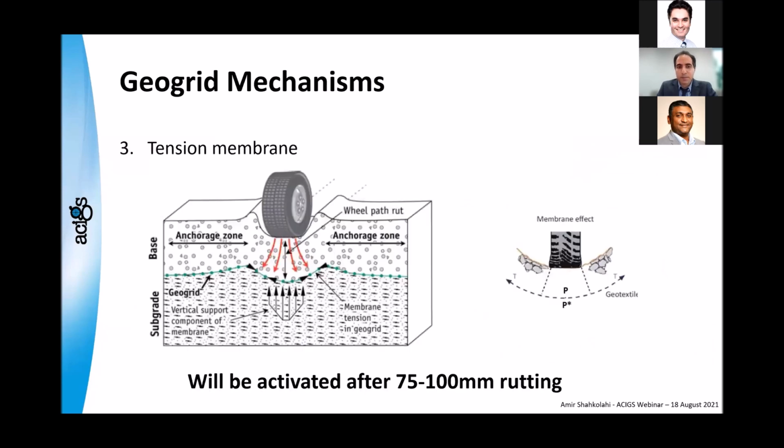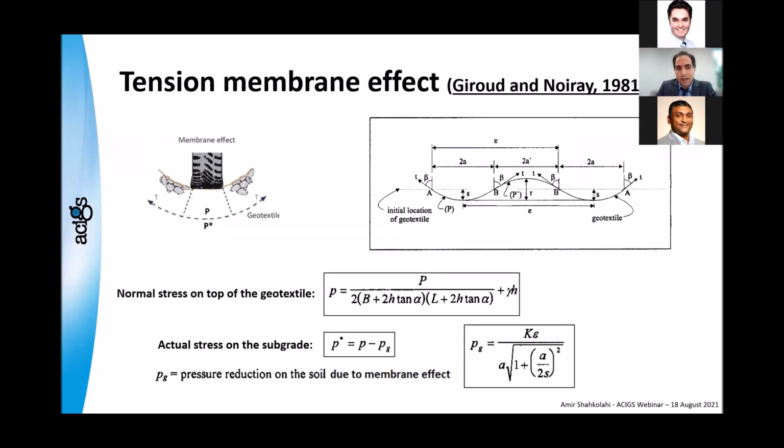And then we have tension membrane. Tension membrane is actually when we have high rutting, more than 75 to 100 millimeter rutting depth, then the geosynthetic becomes a concave shape and it supports the wheel. And to consider the effect of tension membrane, you can see we have P and P star. Actually, Giroud and Ray studied this in 1981, and it's very simple.